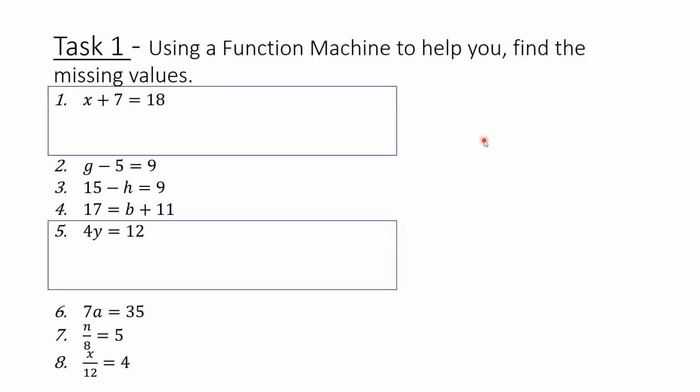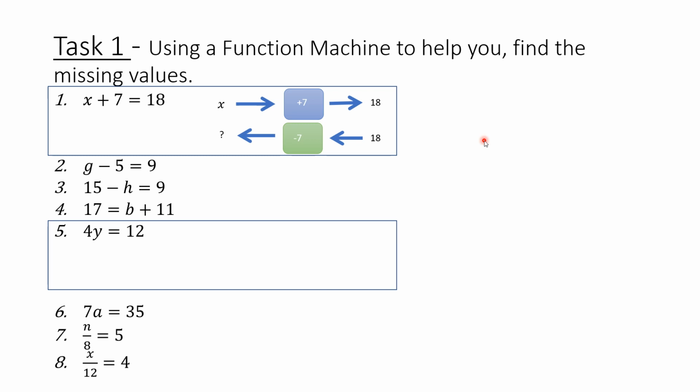So I'm going to go through the first one with you, not with the answer, but just how you would write it out. So question 1, we've got x plus 7 equals 18. So start off with the x. We know we're adding 7, and we know our answer is 18. And then working backwards, we start off with 18, and we take away 7, giving us a value of, and then you have to find that out.